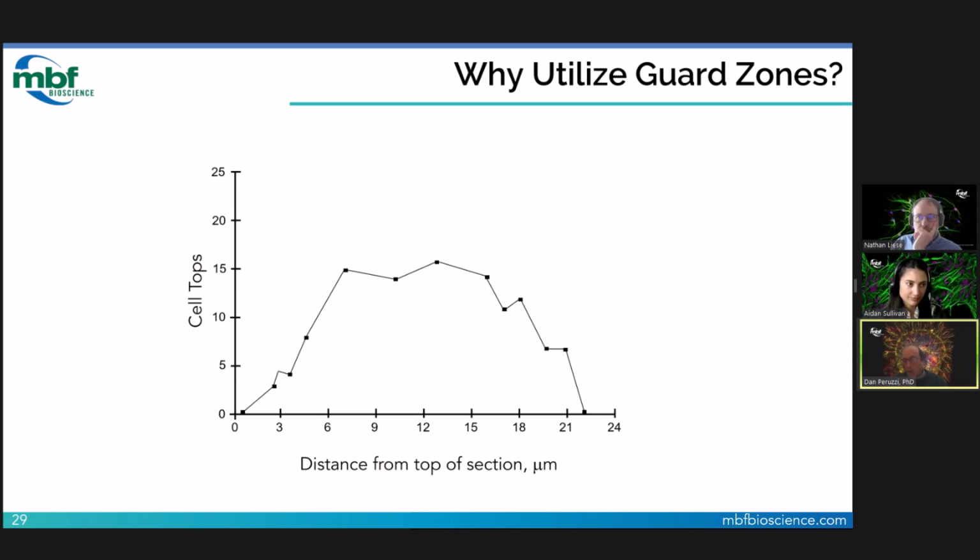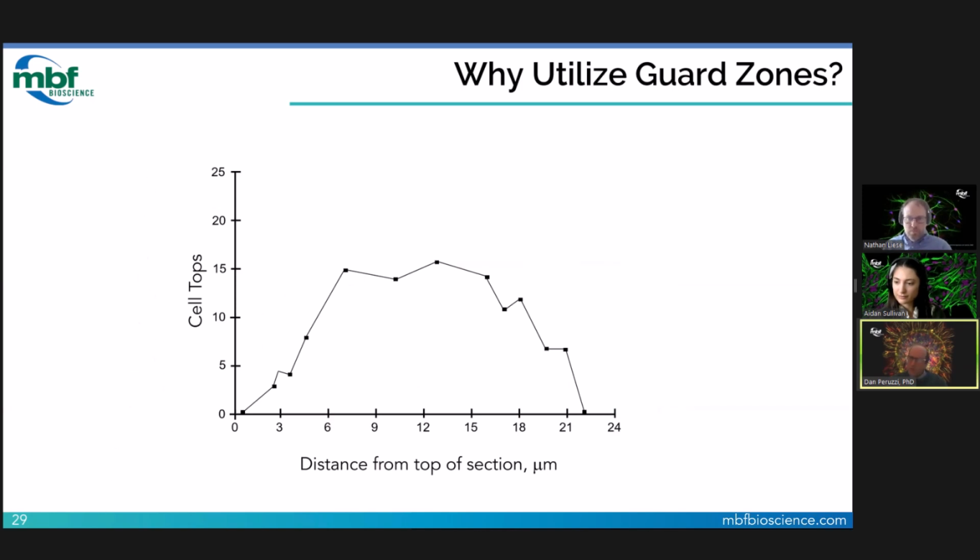Okay, so again, this is not your data. I'm just using it to illustrate one type of artifact that can be created from the action of the knife cutting the sections. So on the x-axis, we have the distance from the top of the section. That's why it's called a Z histogram. It has different Z levels on the x-axis. And on the y-axis, this is the number of cell tops that are counted.